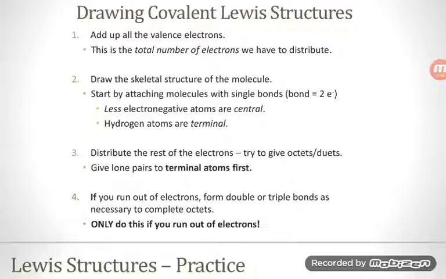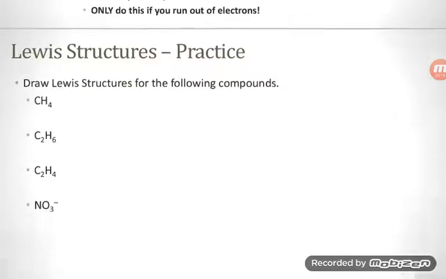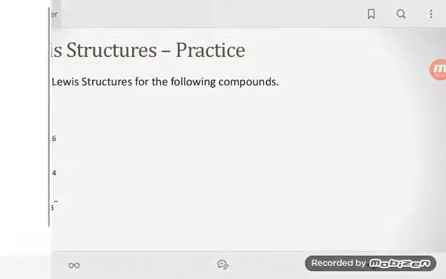In that case, then we can form a double or a triple bond, which is where we make an atom share more than one pair of electrons with its neighbor. We only do this if we run out of electrons. We never start off by giving double or triple bonds. This is a last resort to give everyone an octet. So let's look at a couple examples.